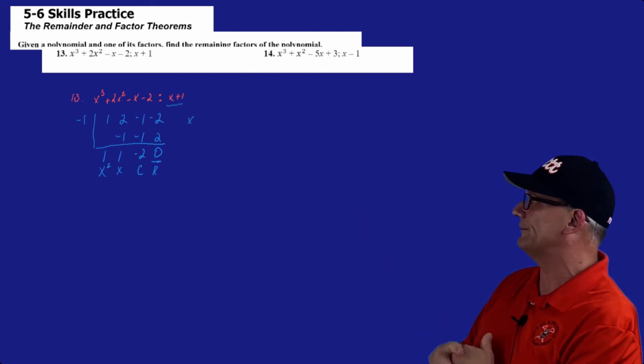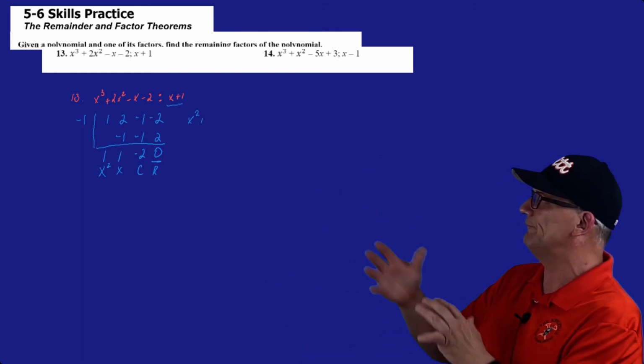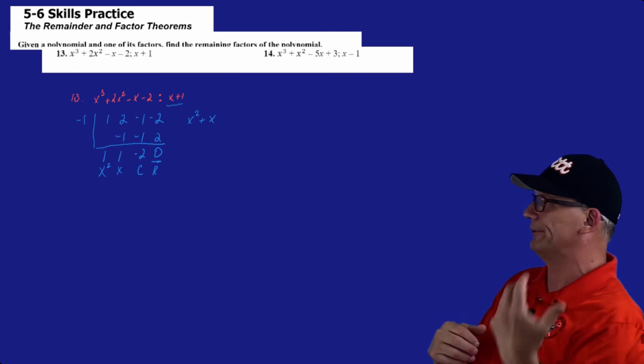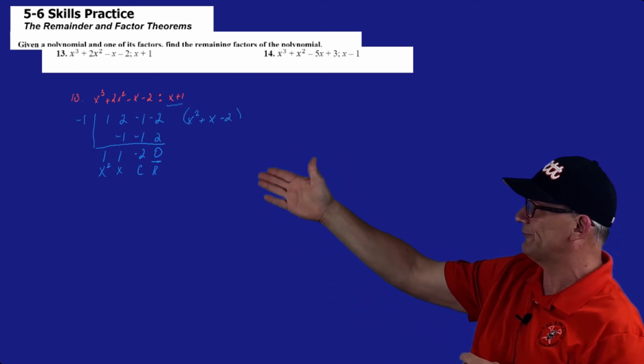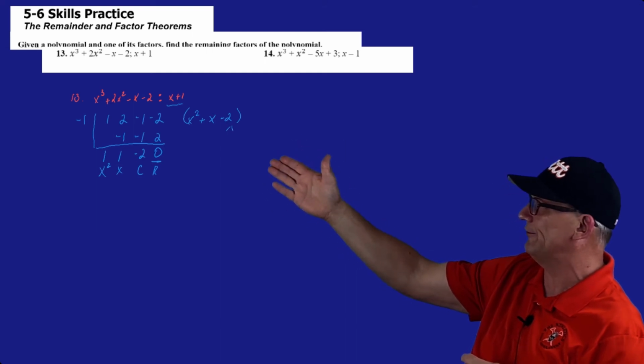And what do you have left? Well, we took the variables out in the beginning. We have to put them back in. So remember, the first one is your remainder. The next one is your constant, then your x and your x squared.